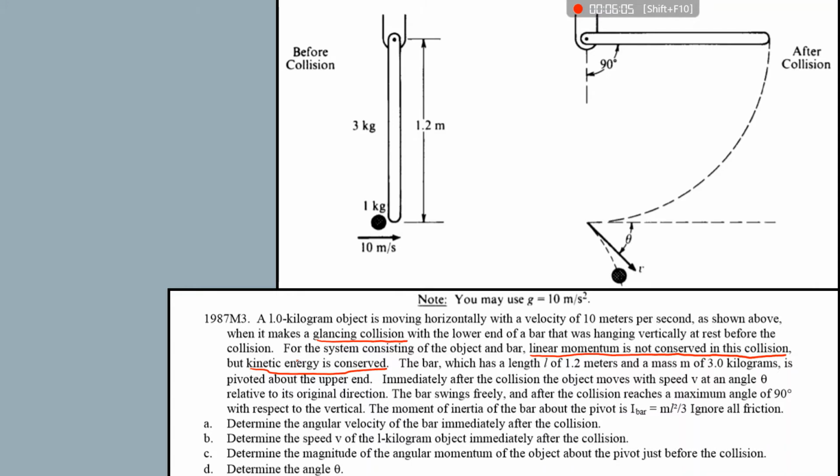Okay, and the bar swings freely, and after the collision reaches a maximum angle of 90 degrees with respect to the vertical. So that means we swing straight up here. Also, after the collision, the ball is going to bounce off, right? So there should be some angle after the ball bounces off. Okay, the moment of inertia is given. The moment of inertia of the bar is m l squared over 3. And we want to ignore friction. Okay, first thing we need to do is determine the angular velocity of the bar immediately after the collision. What do you think I have to do?